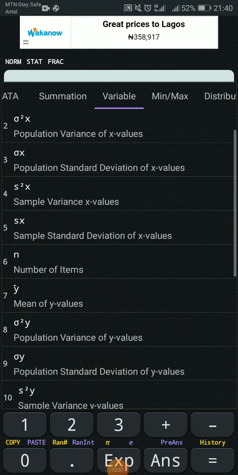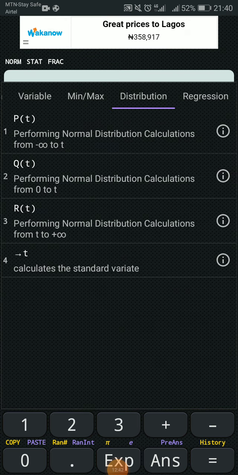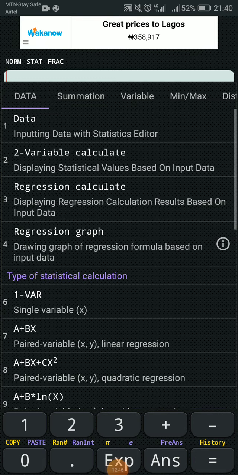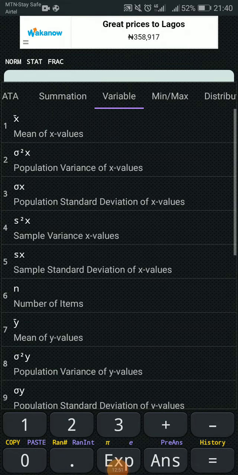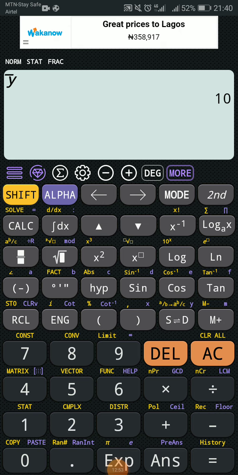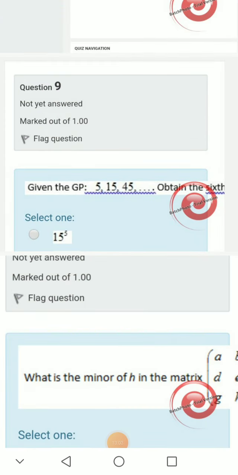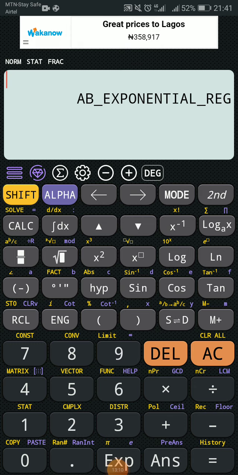But I'm looking for it. Don't know where it's hiding. Okay, you look for y. I think it is this. But let me move my cursor 6 times. So I press 6. You can see what it is giving me. It's giving me 60, but I doubt 60 is the answer. That's not what I'm looking for.